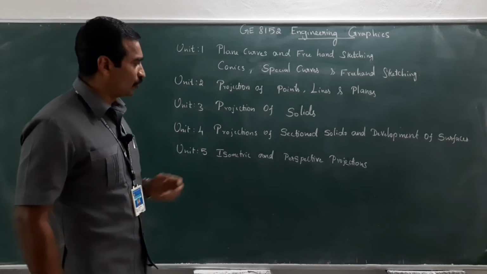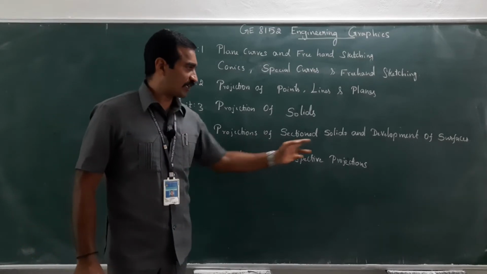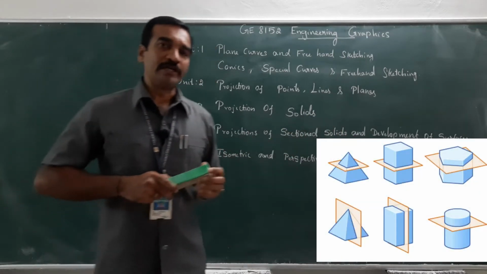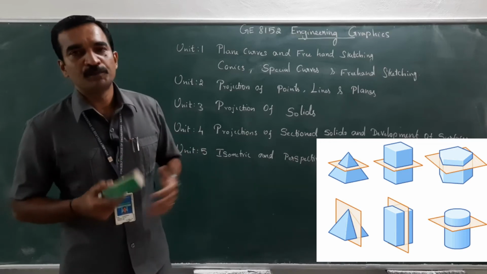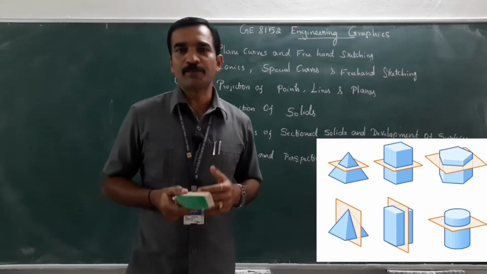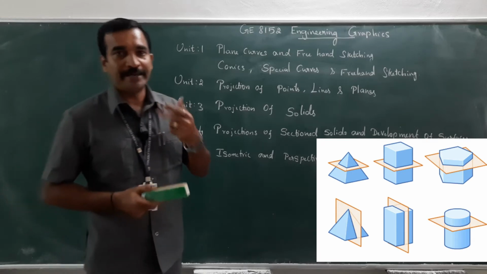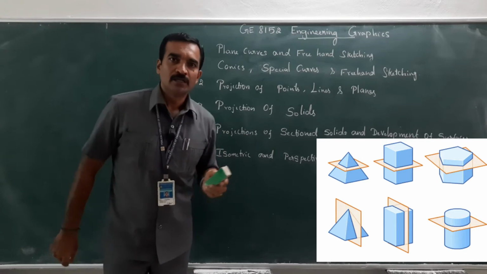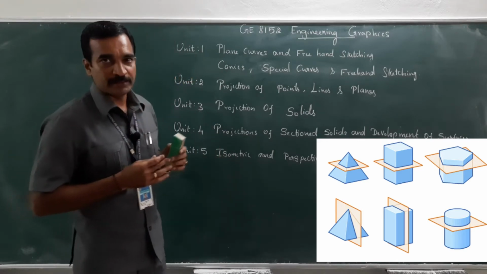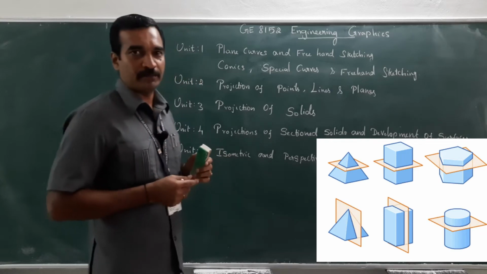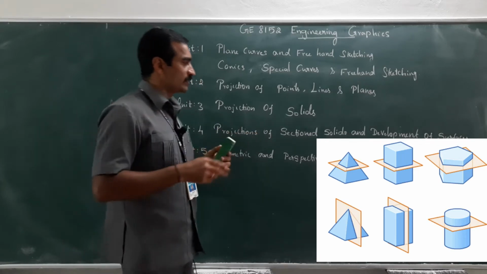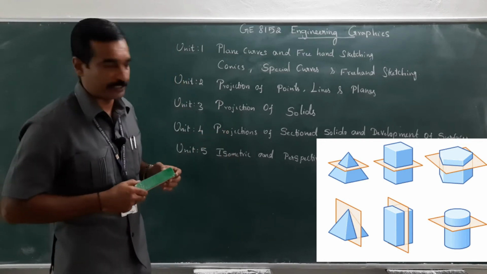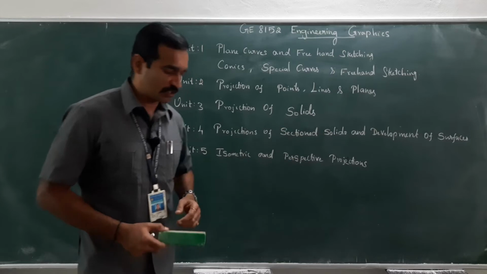Let's move to unit 4. It talks about projection of sectional solids and development of surfaces. Certain parts, internal parts or hidden parts, cannot be seen by the naked eye. What we do here is assume an imaginary plane, that is nothing but the sectional plane or cutting plane. By using it, we section that particular object to see the internal portion of that object. That covers the sectional solids.